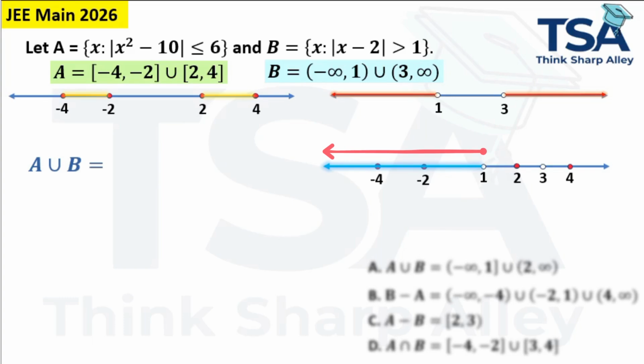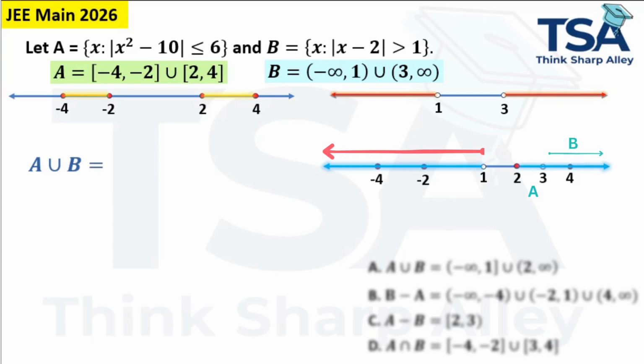Now from 1 to 2, there is nothing here because set B ends at 1, which is not included, and set A starts at 2. So 1 to 2, this interval is a gap. It belongs to neither set. Now from 2 to 4, this region is covered by set A. So we include that.